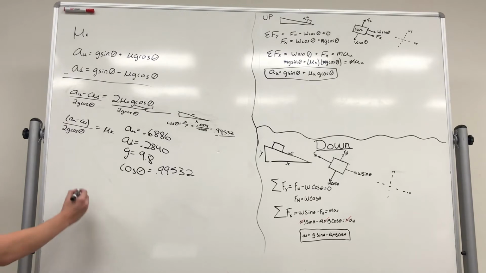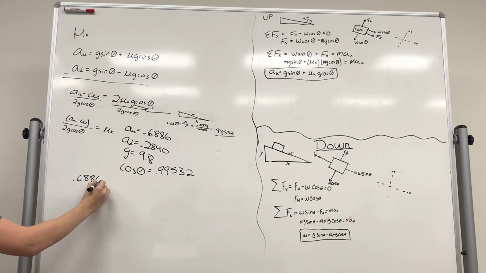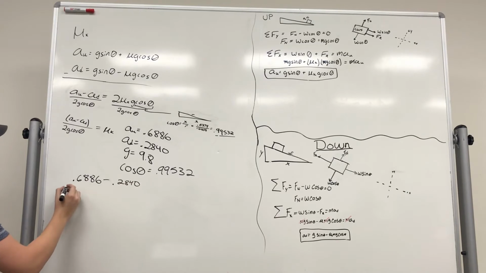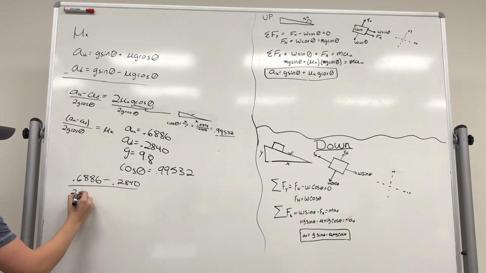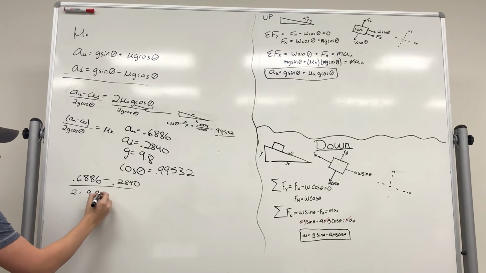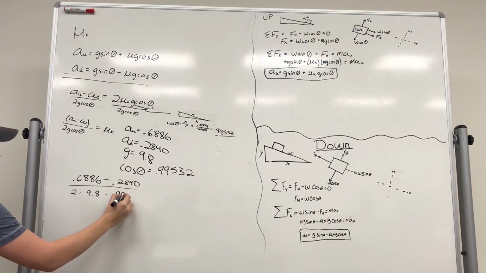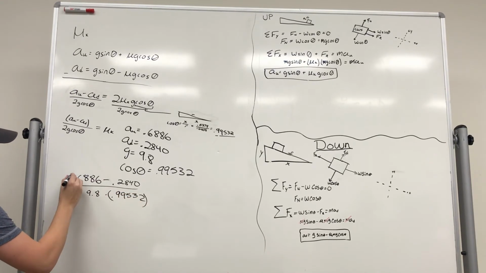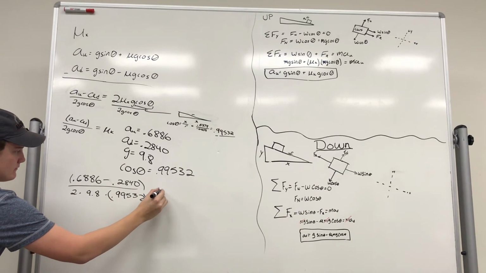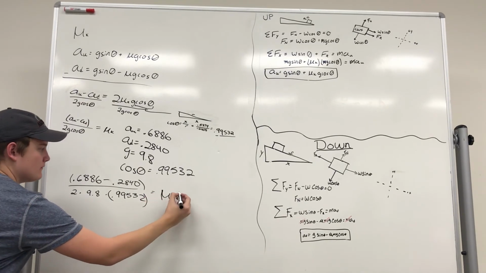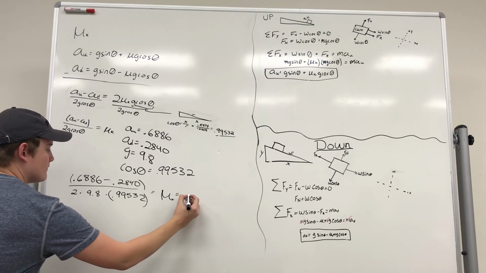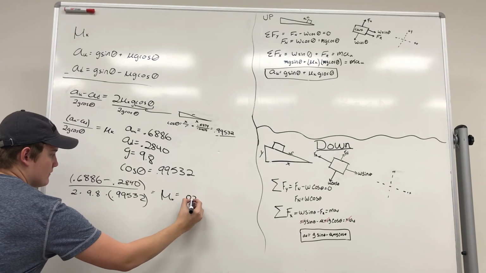So now we'll take all of our known values and plug them into the equation and finally solve for the coefficient of kinetic friction. And that is 0.6886 minus 0.2840 divided by 2 times 9.8 times 0.99532. And by computing this equation, we get the kinetic friction coefficient to equal 0.0207.